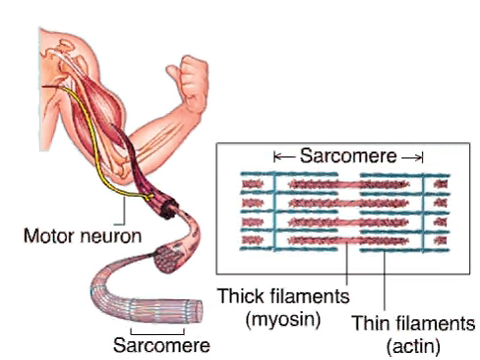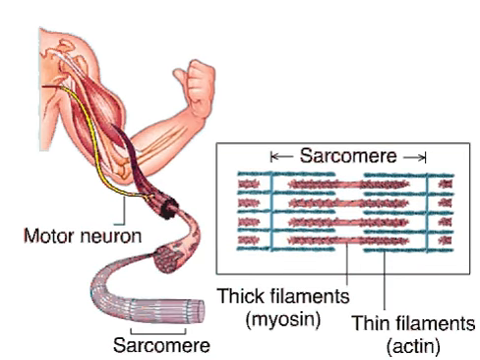Contraction only shortens the sarcomeres. It does not change the lengths of the thick and thin filaments. What causes the thin filaments to slide across the thick filaments?